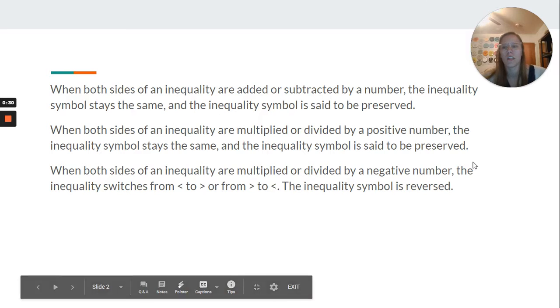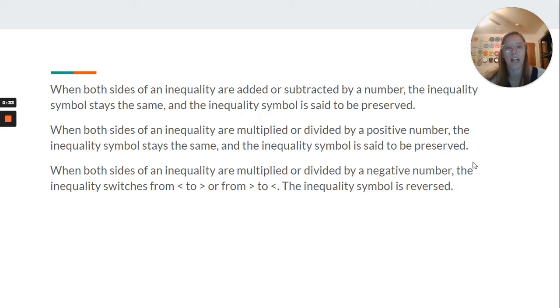There we go. Okay, so when both sides of an inequality are added or subtracted by a number, positive or negative, the inequality symbol stays the same, and the inequality symbol is said to be preserved. When both sides of an inequality are multiplied or divided by a positive number, the inequality symbol stays the same, and the inequality symbol is said to be preserved. When both sides of an inequality are multiplied or divided by a negative number, the inequality switches. So, for example, from greater than to less than, or from less than to greater than.